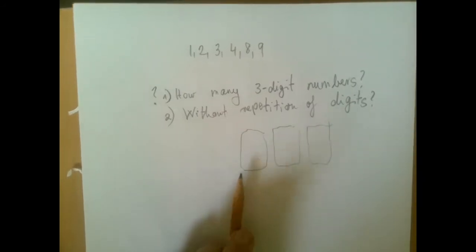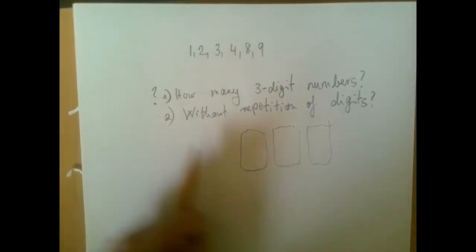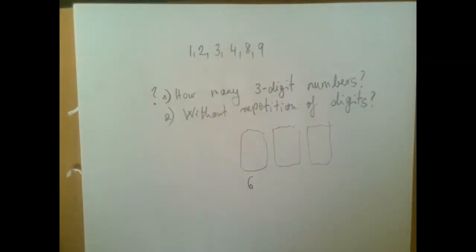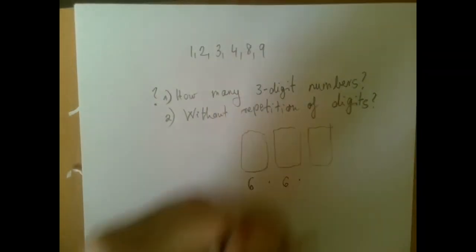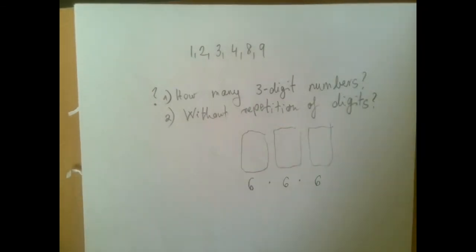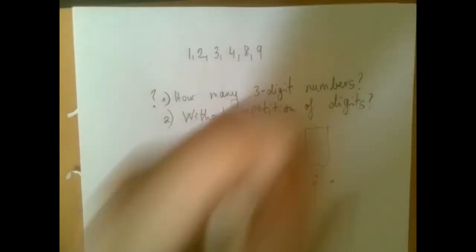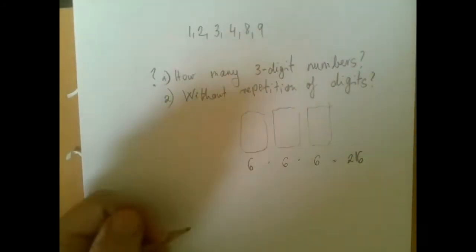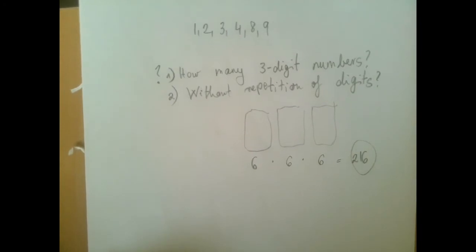How many choices do we have for the first digit? Well, we can choose any of the six. What about the second one? Same story. Third one, same story. So we have six choices for the first digit, six for the second, and six for the third, and that's going to be 6 to the 3rd power, or 216. See, one thing about combinatorics is that there is not a whole lot of computation. It's basically just an idea and then a short little computation.